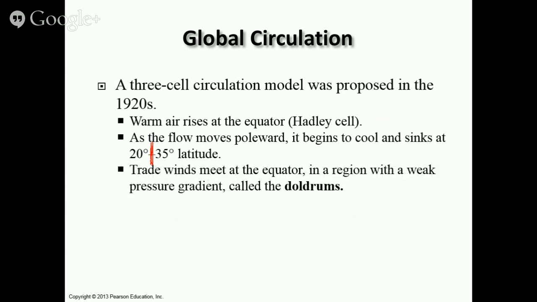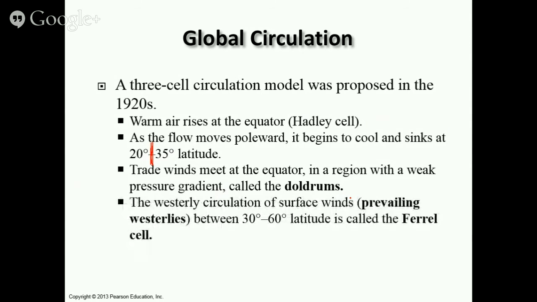Trade winds will meet at the equator, and that's a weak pressure gradient called the doldrums. Sailors didn't like that area. They got depressed. They got saddened because their winds weren't propagating them around the planet. Their sails were not full. They were at the mercy of the currents. So the doldrums is not a good area to sail. Your sails do not catch the wind there. There is wind. It's just vertical as opposed to horizontal.